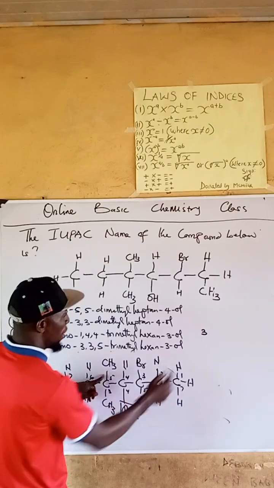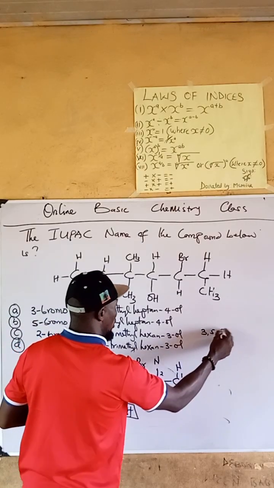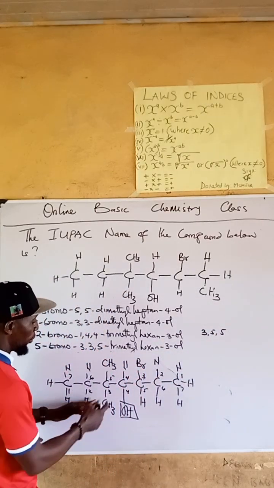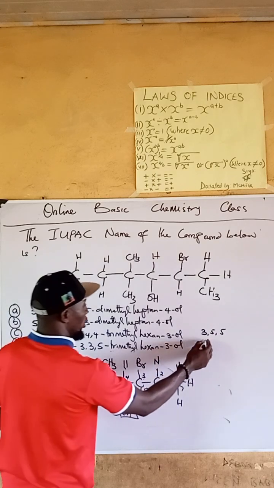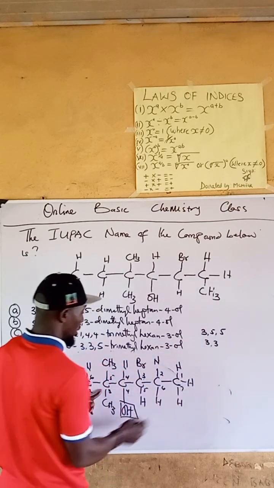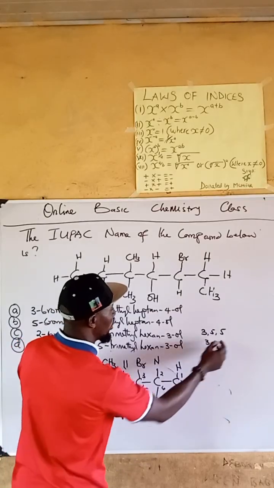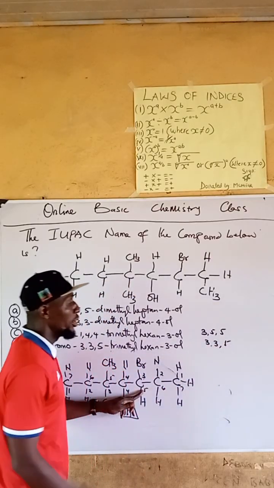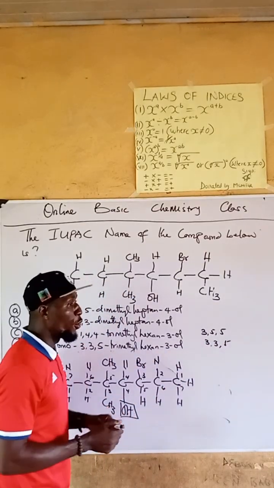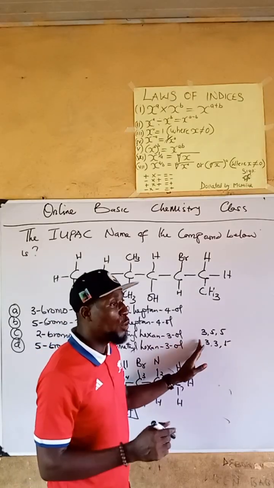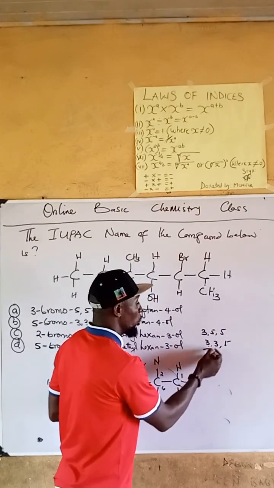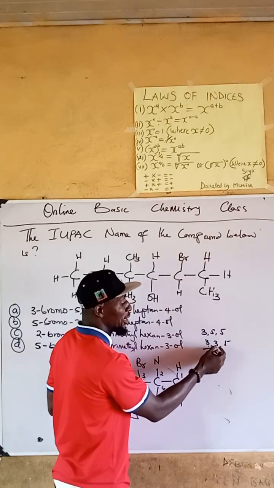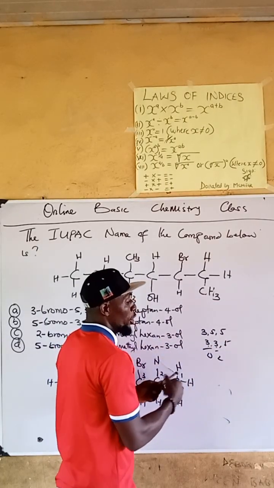From this end we have 5, 5. Are you following? From the other end we have 3, 3, then 5. So 3, 3, 5. Let's look for the first point of difference. 3 and 3 is the same, there's no difference. 0. 3, 5 and 3, there's a difference of 2. Are you following? This is 0.